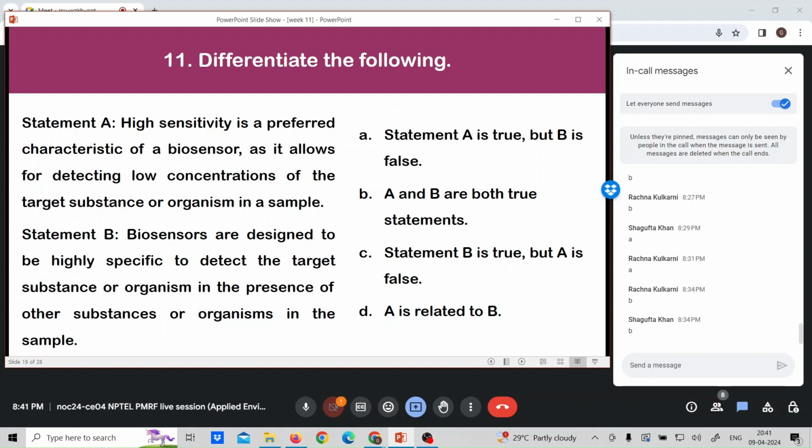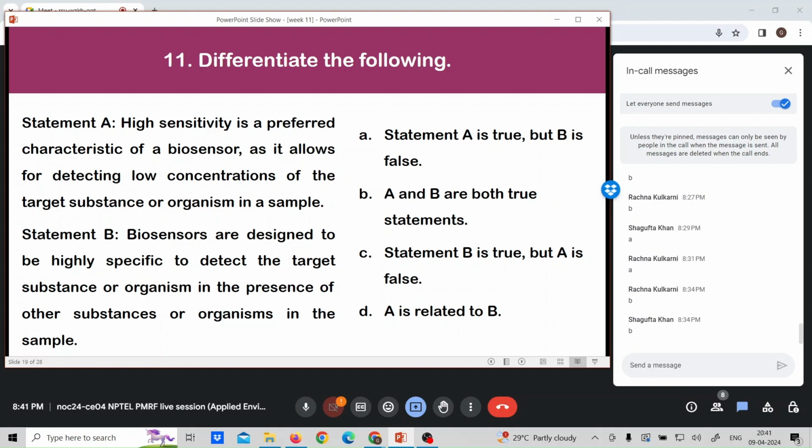For example, generally if I can detect 1 milligram, if I'm refining the sensitivity by some process modification, maybe there is chance of detecting even 1 microgram of that analyte. So that's a very important factor when we are designing a methodology, detection methodology or a sensor. Okay, and statement B tells biosensors are designed to be highly specific to detect the target substance or organism in the presence of other substances or organisms in the sample.